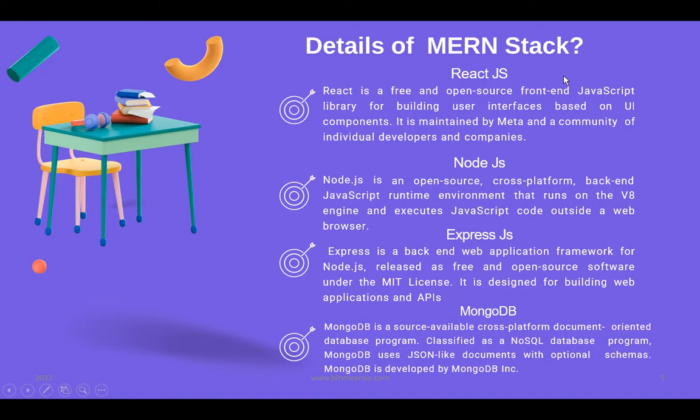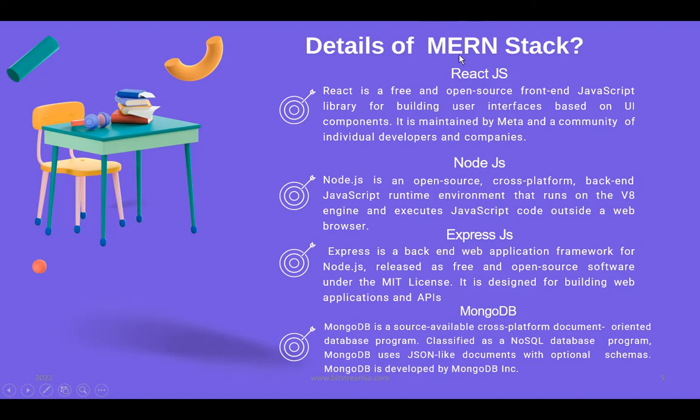So the front end is React.js, and the backend is Node.js with Express. Both combine and act as the backend. Then MongoDB is a source available cross-platform document-oriented database program, classified as a NoSQL database program. MongoDB uses JSON-like documents with an optional schema. What a schema is, we are going to study if you go with full stack. So MERN means M for MongoDB, E for Express, R for React, N for Node.js, and together we call it the MERN stack.